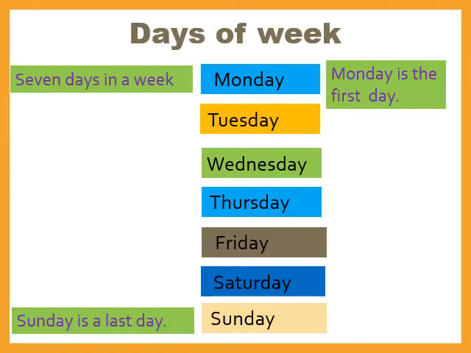There are 7 days in a week. The names of the days of a week in order are Monday, Tuesday, Wednesday, Thursday, Friday, Saturday and Sunday. Monday is the first day of a week. After each Monday, Tuesday comes. After each Tuesday, Wednesday comes and so on. Sunday is the last day of the week. Then the next week starts with Monday again. This sequence goes on.